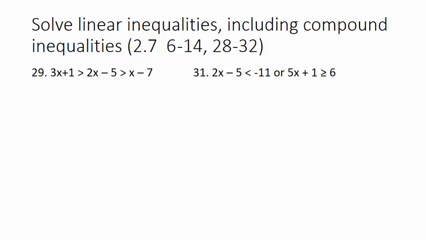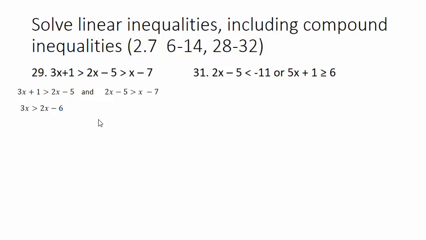All right, compound inequalities. Those you have either and or types of problems. Here on 29 is an and problem. It could be split apart. I have to split it to solve it, but we have 3x plus 1 is greater than 2x minus 5, and 2x minus 5 is greater than x minus 7. So we can split that and write it as two separate inequalities. We have 3x plus 1 is greater than 2x minus 5, and 2x minus 5 is greater than x minus 7. Solve each of those separately.